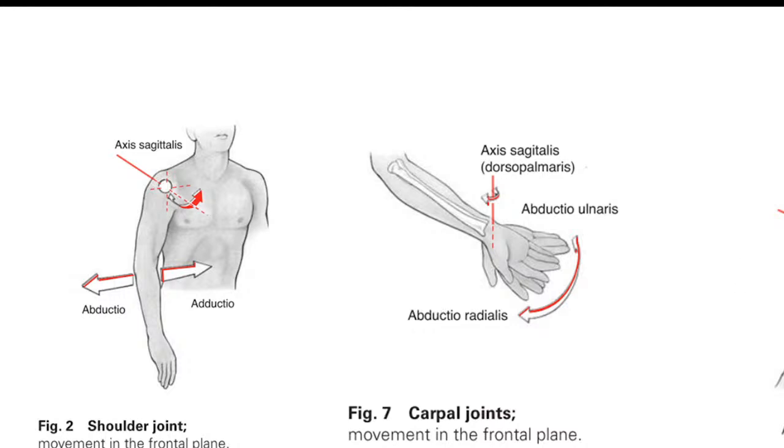Next, hip joint. Movement in the frontal plane. You see axis sagittalis. This is abductor, adductor. This is movement of the bone in joints of the body.